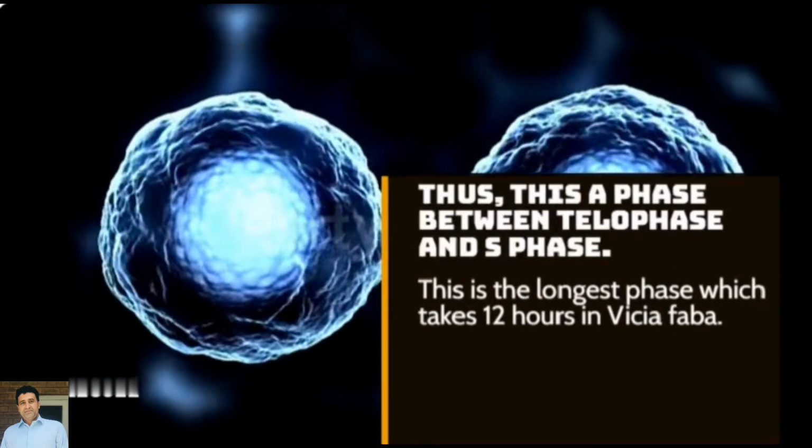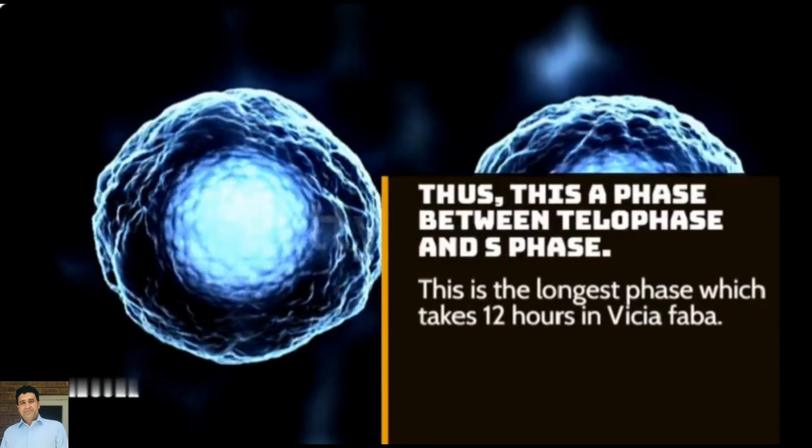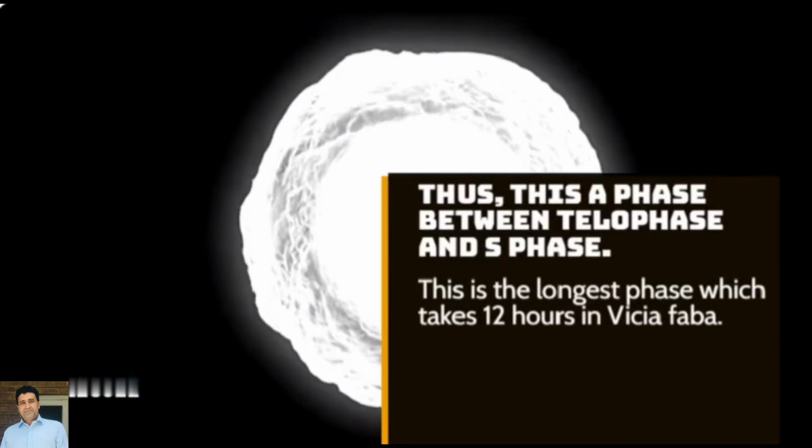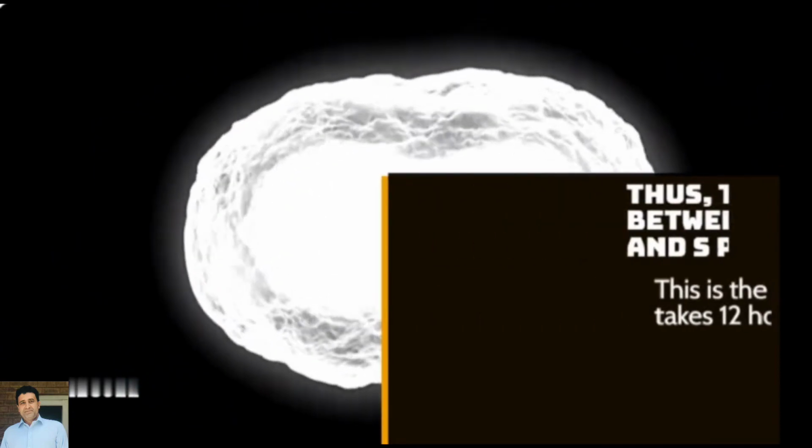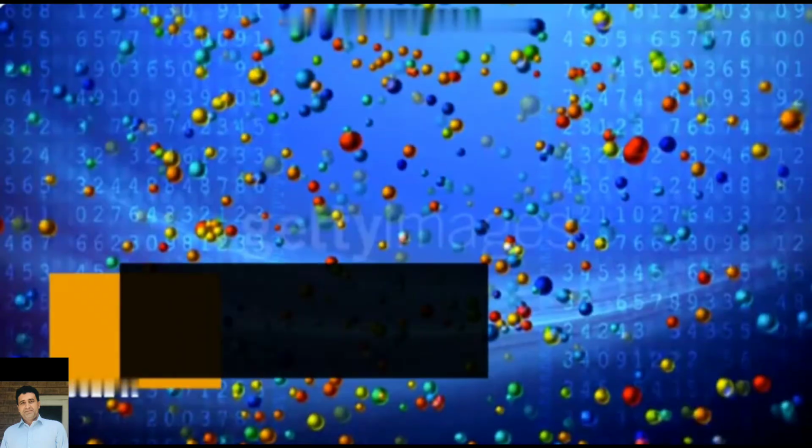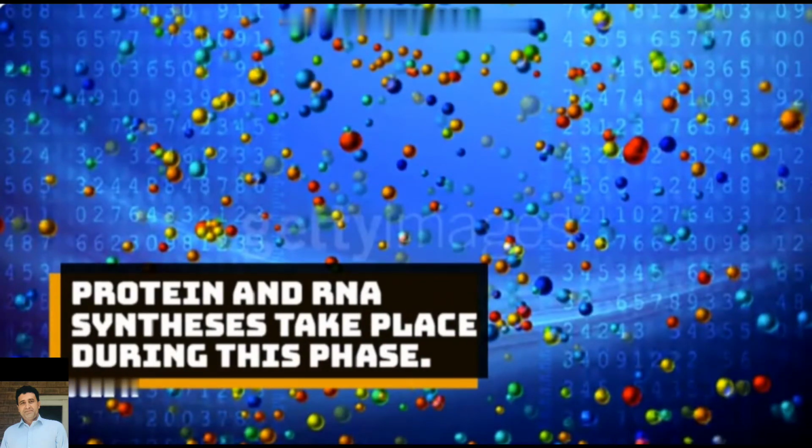Dear student, this phase between telophase and S phase is the longest phase, which takes 12 hours in Vicia faba. Protein and DNA synthesis takes place during this phase.